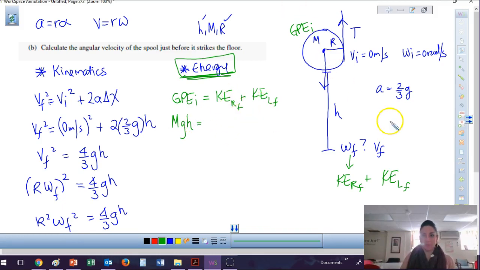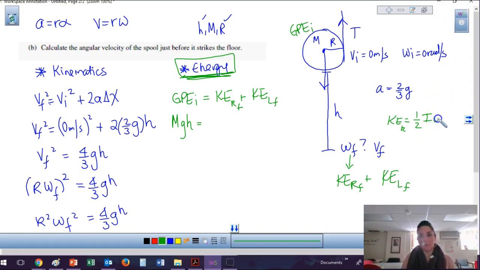Rotational energy, if we haven't studied it yet, looks just like kinetic energy, except instead of m we use I, because now we're using moment of inertia, and instead of v we use rotational or angular velocity. So it really isn't too much different. I'm going to write it as 1/2 I omega final squared, which is what we are looking for in the problem, plus 1/2 capital M v final squared. So this is the linear part.